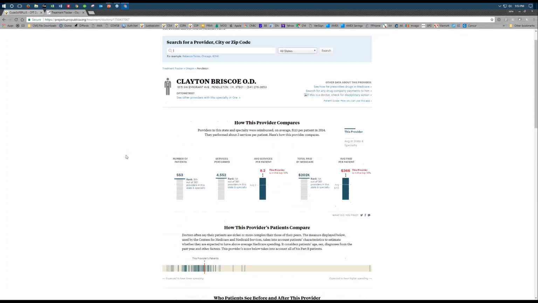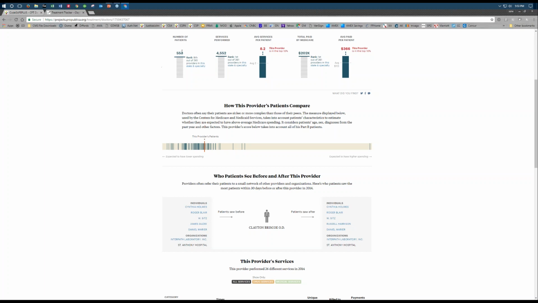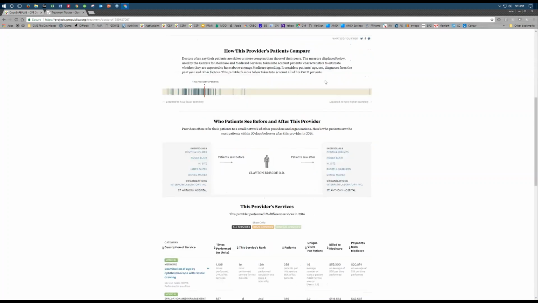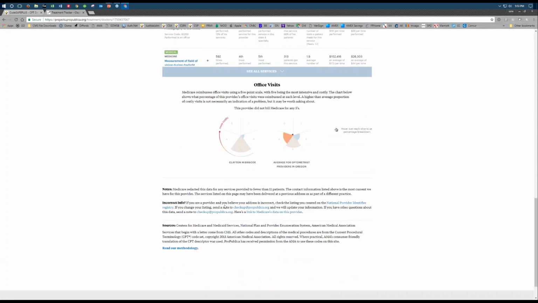And I can go on down and say, wow, what does this practitioner actually do? I can look here and see 553 patients, 4,500 services, $202,000 from Medicare, and I can see every single test that this person does. Wow, extended ophthalmoscopy, right? Number 1 procedure, 1,106 times on 359 patients, $55,000. E&M codes, retinal photographs, and the list goes on and on, and I can see what they do.